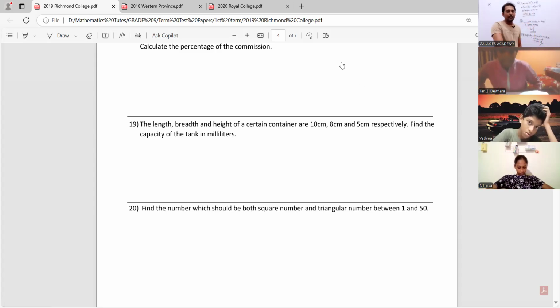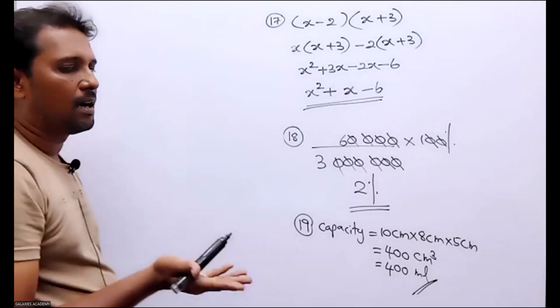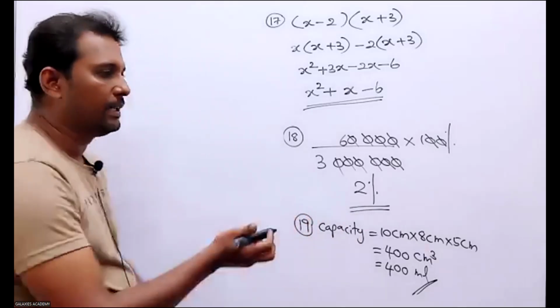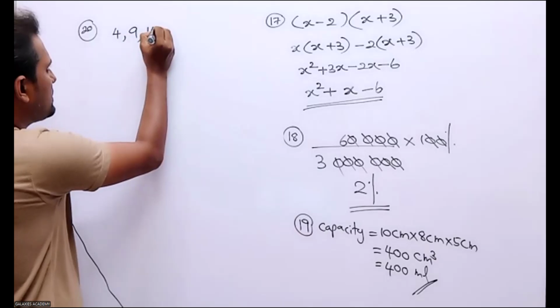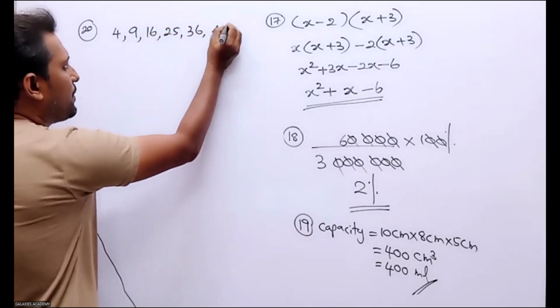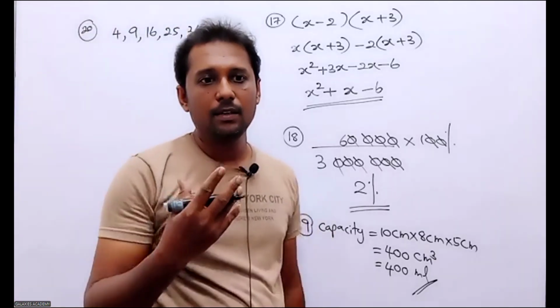So I will write the square numbers between 1 and 50. What are the square numbers? 1. 1 we can't write here because the limit given is between 1 and 50. So the next square numbers are 4, 9, 16, 25, 36. Next one is 49. Right? Also 64 we can't write because it is greater than 50.